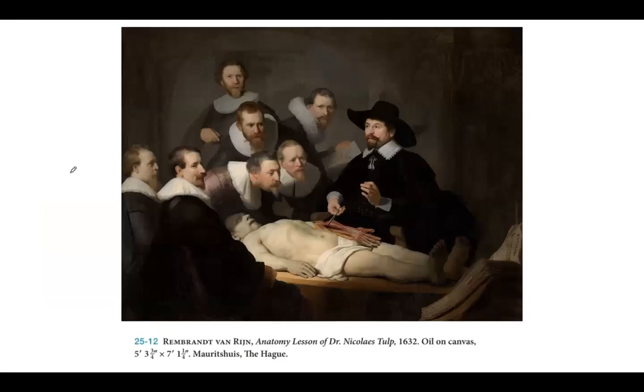So then we have Rembrandt. This is the Anatomy Lesson of Dr. Tulp. And this is another one of those ideas, it's a portrait, but it's for a surgeon's guild. So instead of just having them standing there across the front of the canvas, he's decided to show them at work.